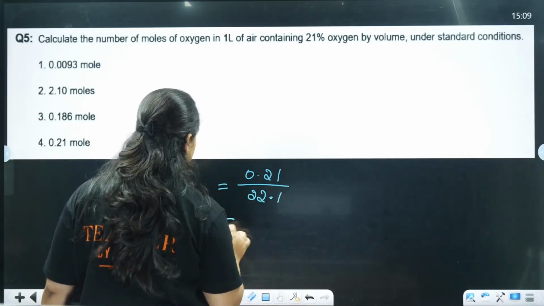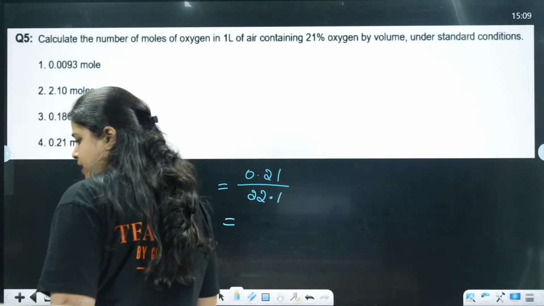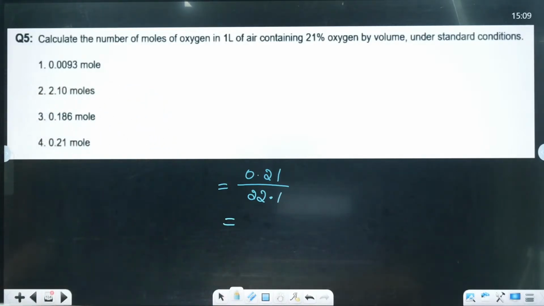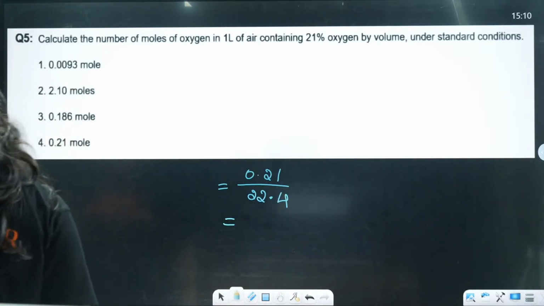So if you calculate, how much does it come to? Come on, try to do it. I'll see on my calculator right now. Check how much it comes to. 2 to 4, this one. Okay. 2 to 4, correct. You people are correct.